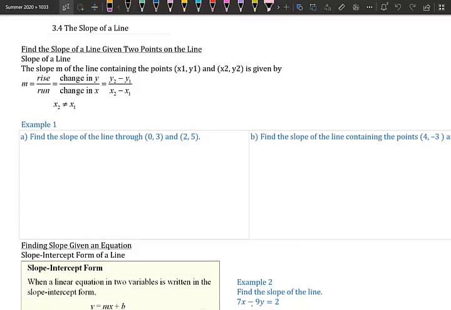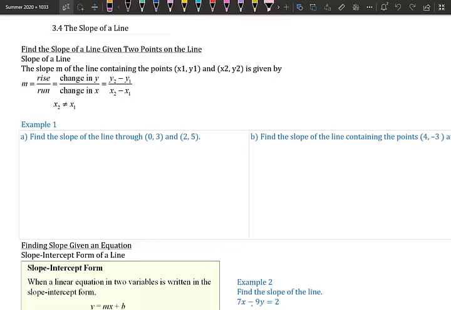3.4, the slope of a line. Find the slope of a line given 2 points on the line. So we use the slope formula. It's m equals rise over run, which is change in y over change in x, which is y2 minus y1 over x2 minus x1. x2 can never equal x1. You'll see what happens when that is the case.